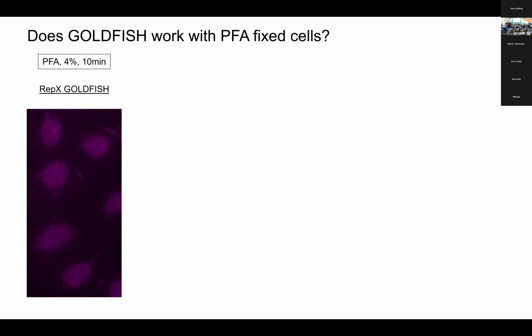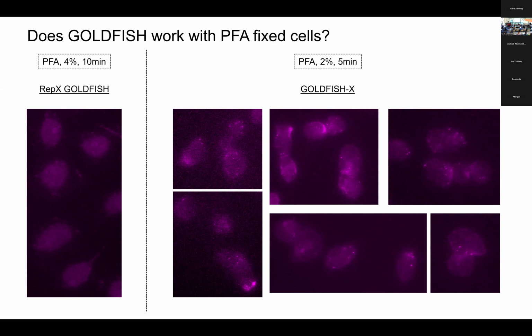So I actually tried to run the GOLDFISH protocol with the PFA fixed cells. It didn't work. We didn't see any DNA FISH spots in those cells. These are the U2OS cells again. But when I started to titrate or play around with different levels of fixation, sometimes I started to see the DNA FISH spots. So after a few rounds of optimization, we realized that the permeabilization of the cell nuclear membrane is pretty important because Cas9 has a huge volume. So if we don't permeabilize the nuclear membrane well, Cas9 doesn't go into the nucleus.